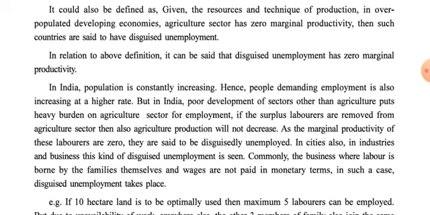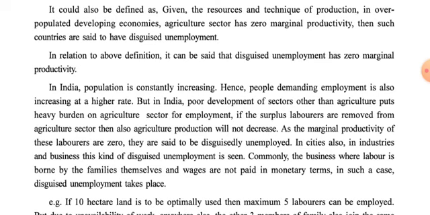So the resources and techniques of production are given and fixed. But in overpopulated developing economies like India, agriculture sector has zero marginal productivity. So agriculture sector is one of the best examples of disguised unemployment. Then such countries are said to have disguised unemployment. So we can say that India is facing a very high level of disguised unemployment.